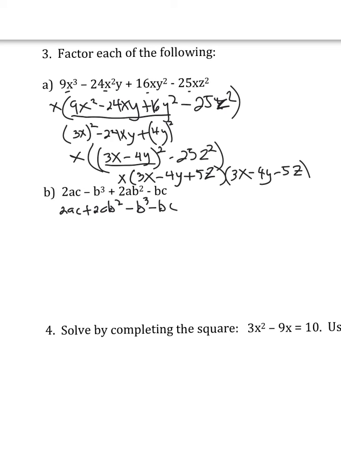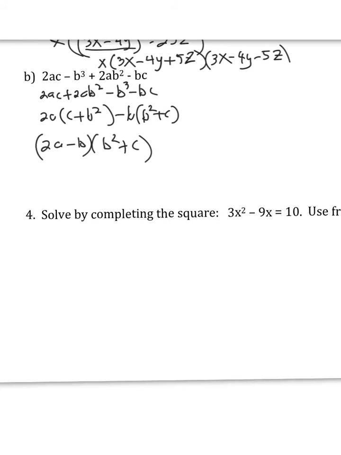Let's pull out the common factor of the first two, which is going to be 2a, leaving us with c plus b squared. Then minus b is our largest common factor of the last two, and here we're going to have again b squared plus c, which is really just the same as c plus b squared. So we end up with 2a minus b times b squared plus c.